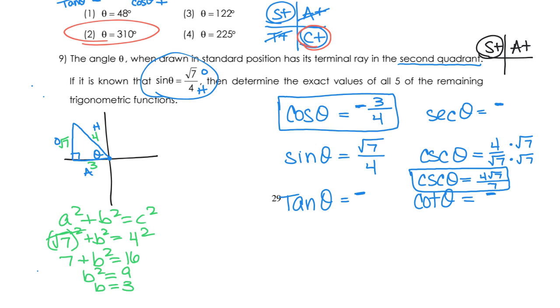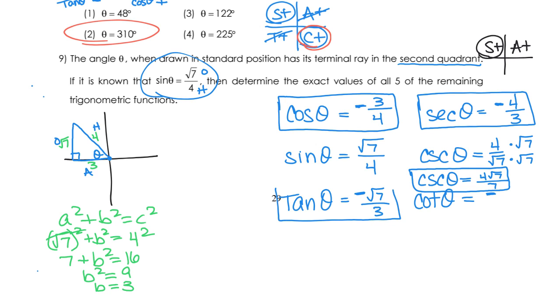Okay. Secant theta will be the easiest one because all we have to do is flip that one. If we flip 3/4, we get 4/3. And then obviously it's negative. Okay. Tangent theta is your opposite side, which is your square root of 7, over your adjacent side, which is 3. And we'll box that up.